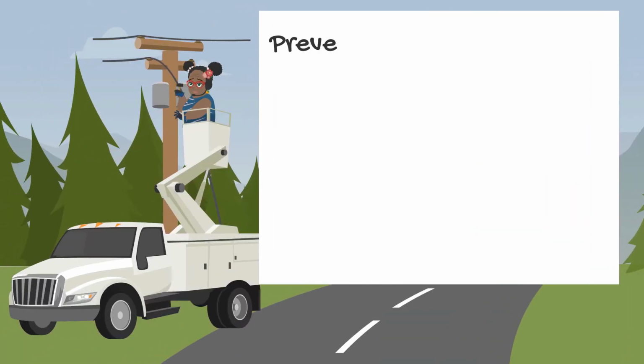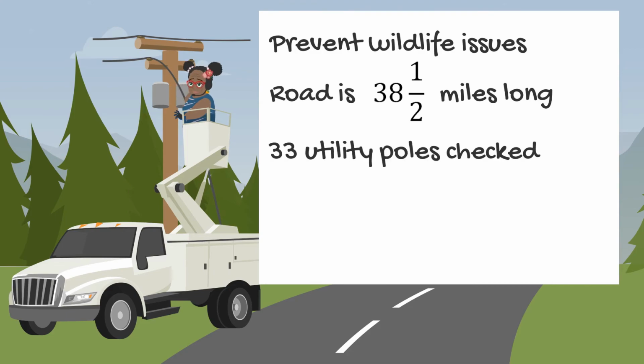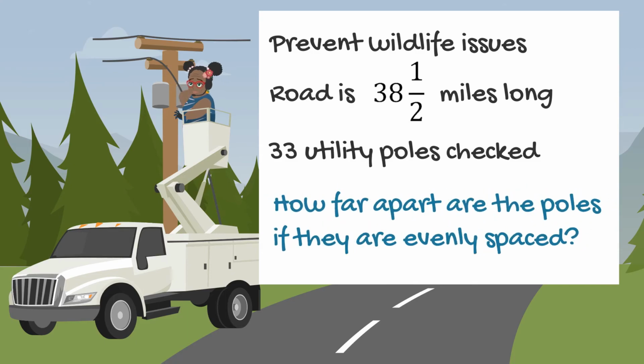Thursday, Michaela wants to get ahead of a wildlife problem. She must check each utility pole for bird and squirrel nests that are evenly spaced along a 38.5 mile long road. She checks 33 utility poles. How far apart are the utility poles?